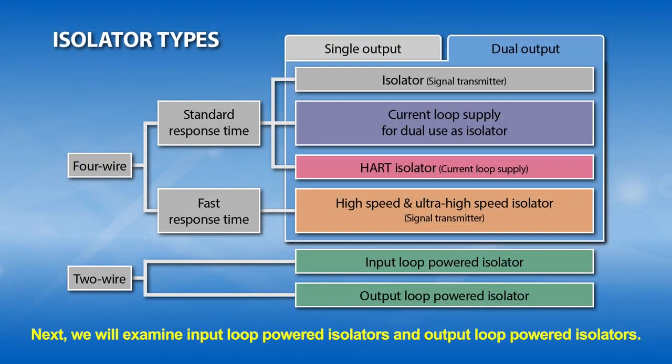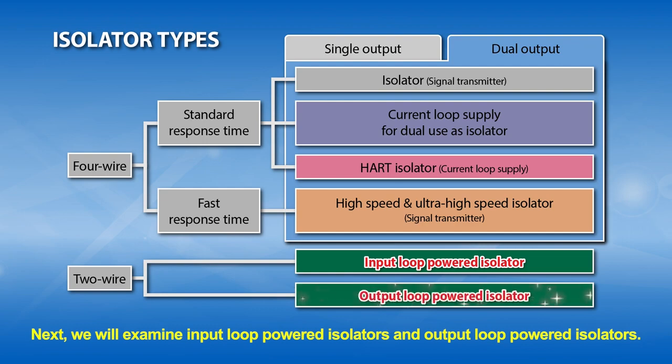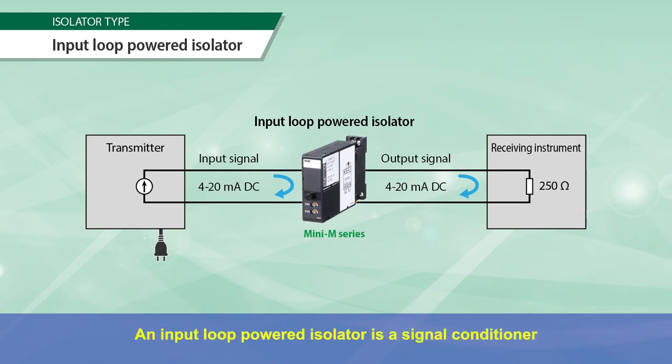Next, we will examine input loop powered isolators and output loop powered isolators. An input loop-powered isolator is a signal conditioner designed to take the power supply to drive the switching circuit from the 4 mA portion of the input signal 4 to 20 mA DC.